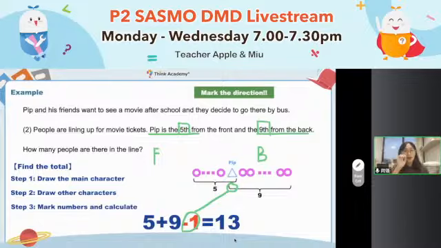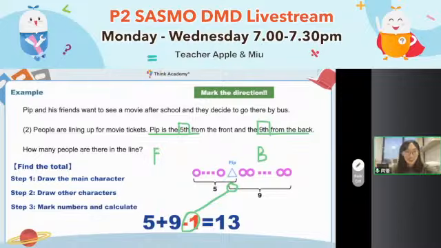Okay. So here you can see that this is about the working. Draw the direction, draw the main character, draw other characters, and mark numbers. After that, you can do your calculation. Okay? Yes, good job, Harry. I see 5 plus 9 minus 1.